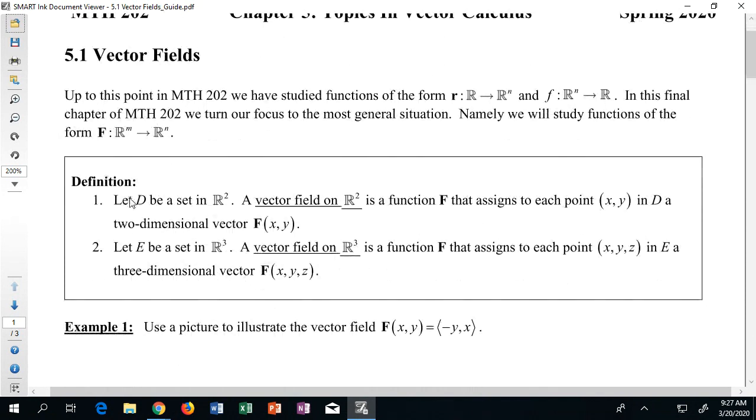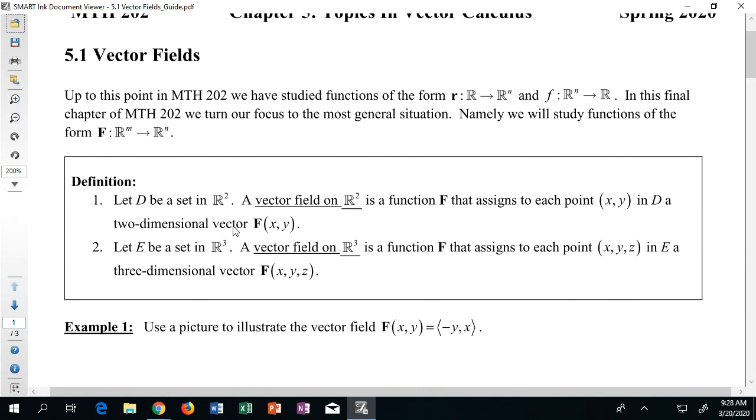So to get a sense of what something like this might actually look like, we can see here the following definition. Let D be some set in 2 space. So good old 2 space, XY axis. We'll say that a vector field on R2 is a function F, one of these new capital F functions, and it assigns to each point x comma y in D a 2-dimensional vector.